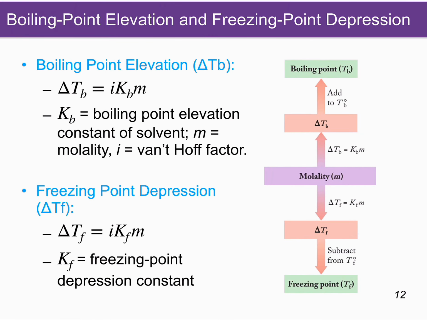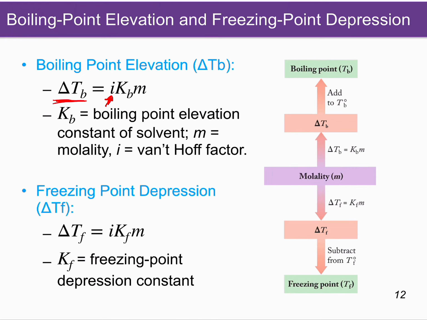Okay, so now how do we calculate boiling point elevation and freezing point depression? The equations are quite similar. The change in the boiling point temperature, not the new boiling point, not the actual boiling point, but the change in it, is related to i. We've seen i before, right? That's the Van't Hoff factor, which has got to do with how the component breaks up in water.